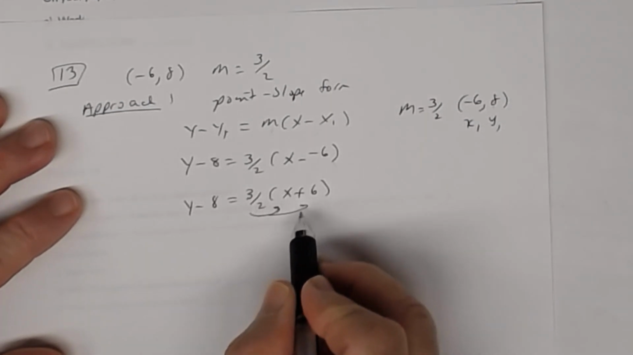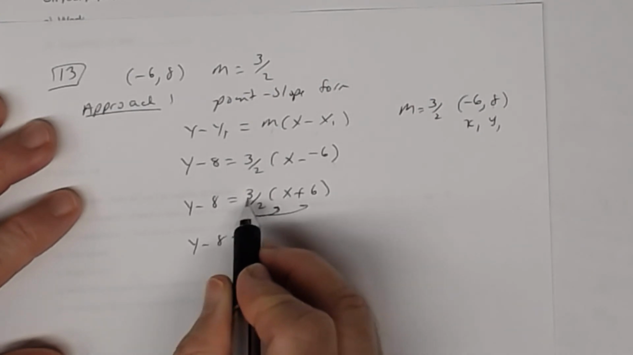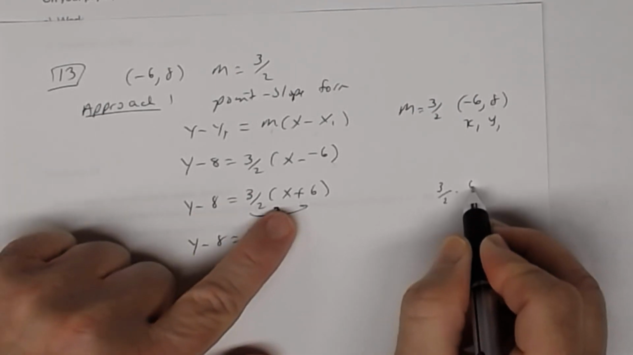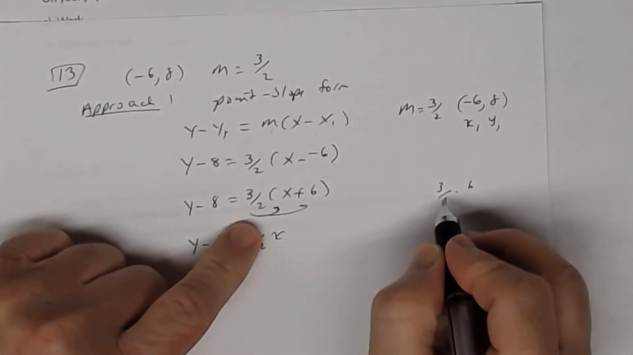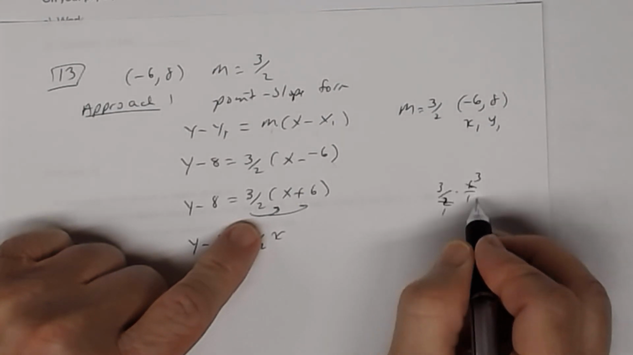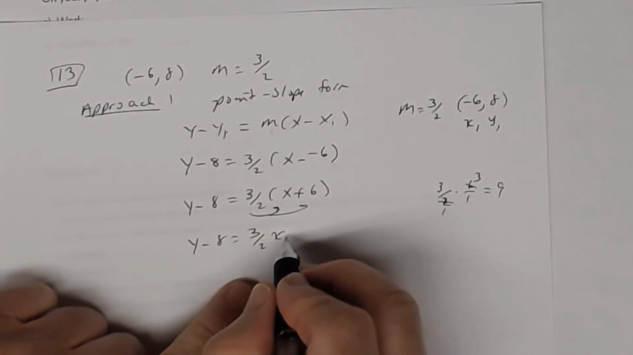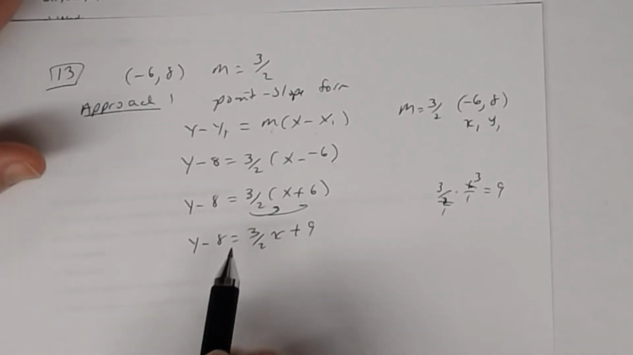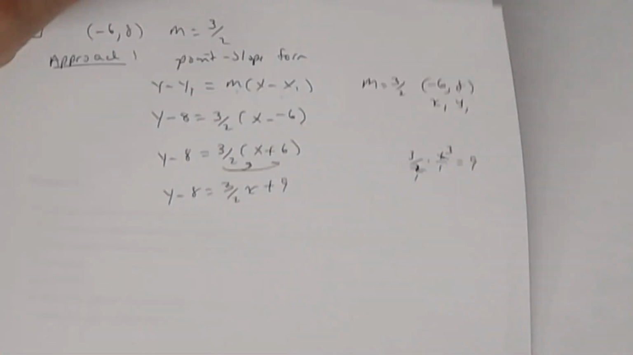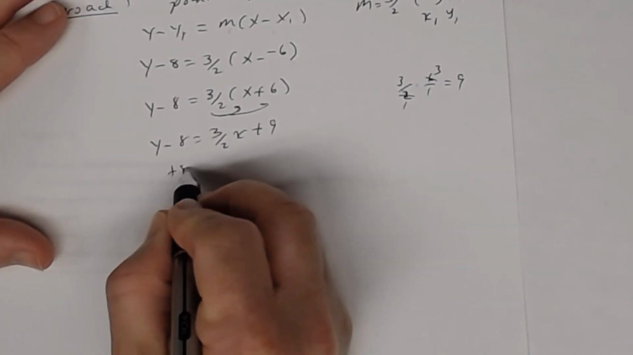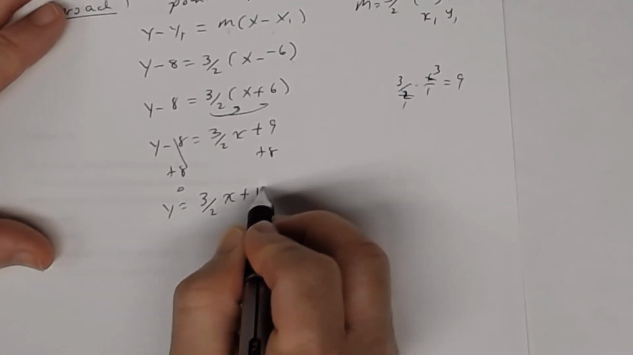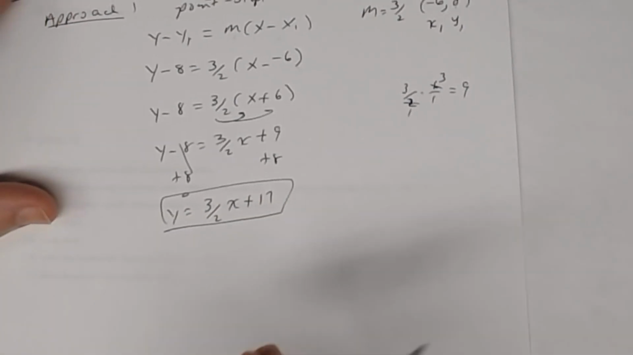And now let's go ahead and distribute. I get y minus 8 equals 3/2 x, and then 3/2 times 6. So 3/2 times 6, 2 into 2 is 1, 2 into 6 is 3, and 3 times 3 is 9. So I get 3/2 x plus 9. And then finally, remember, you wanted the answer in slope-intercept form. So let's go ahead and get y by itself. So I'm going to add 8 to both sides. And when I do that, I get y equals 3/2 x plus 17. And so that's slope-intercept form.